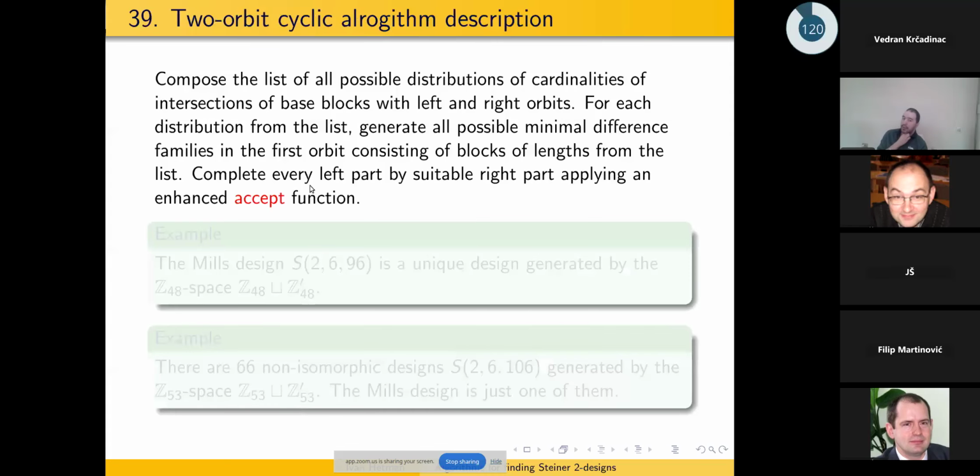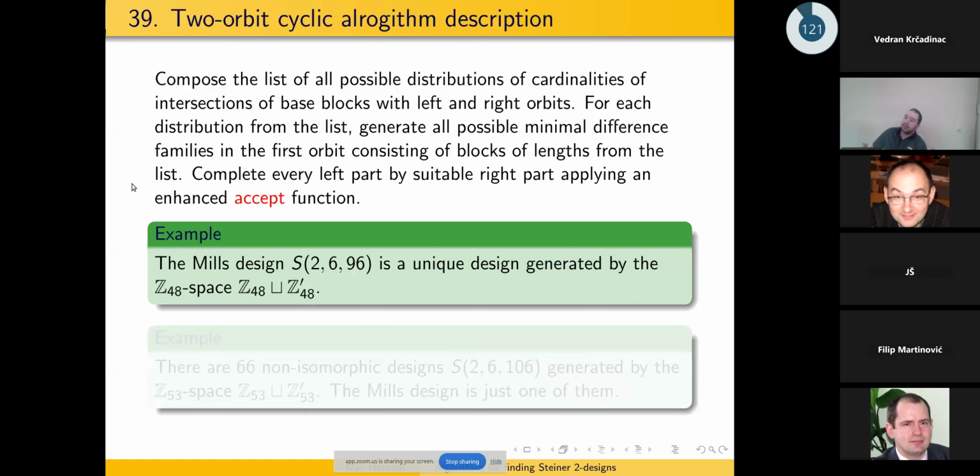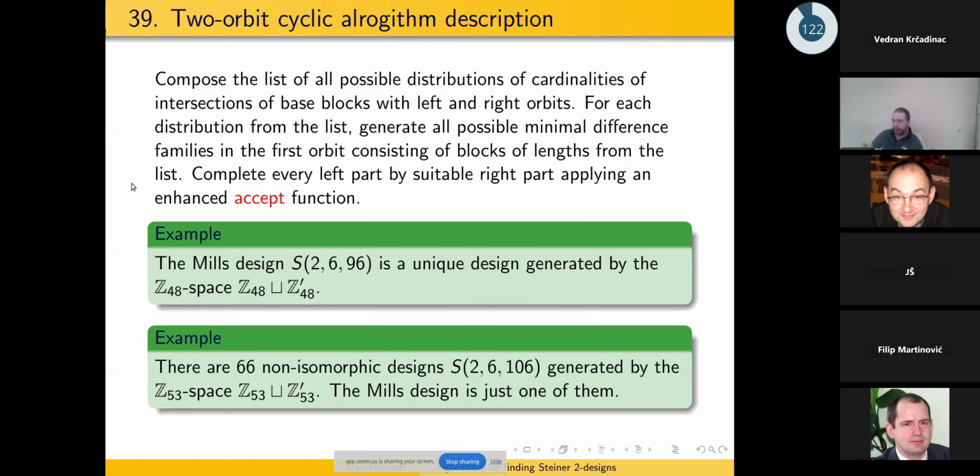Then we, for instance, store them somewhere into a file. Or if it is not a large amount of them, then we can immediately go to the second step. And then we complete every left part by a suitable right part, applying an enhanced accept function. And for examples, using this algorithm, it was determined that the Mills design that was shown is a unique design generated by this G space.